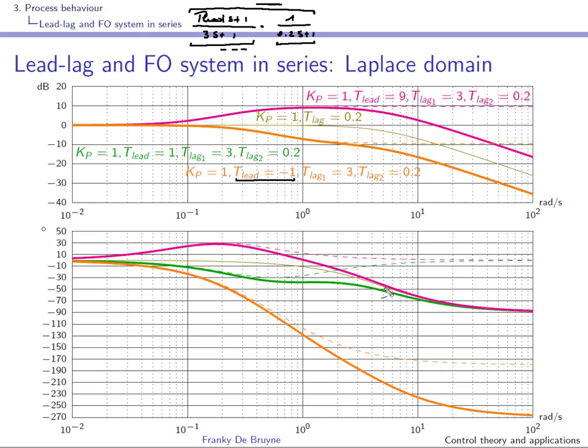So if we add the phase shift that is coming from the first order system, this will result in the high frequencies in a phase shift of minus 270 degrees. Here the overall frequency response is shown in full line in orange. For this case, t lead is equal to -1.